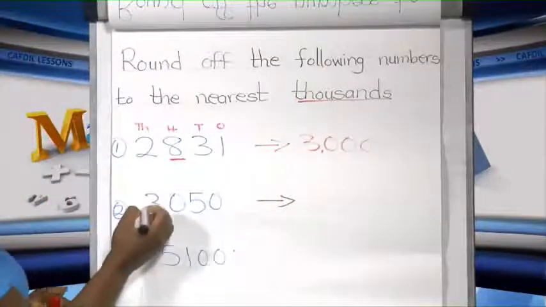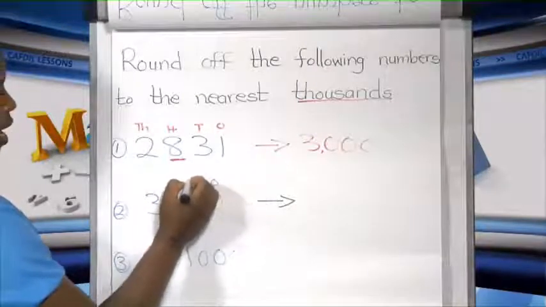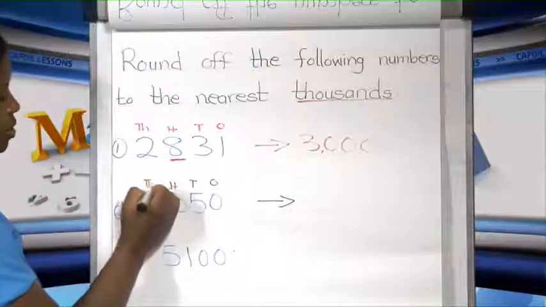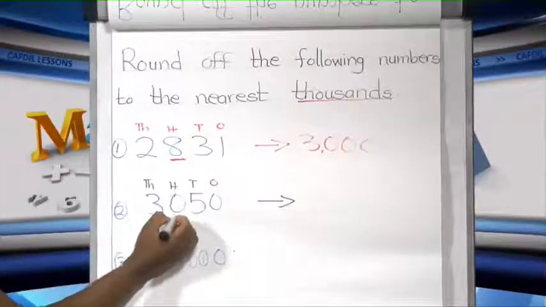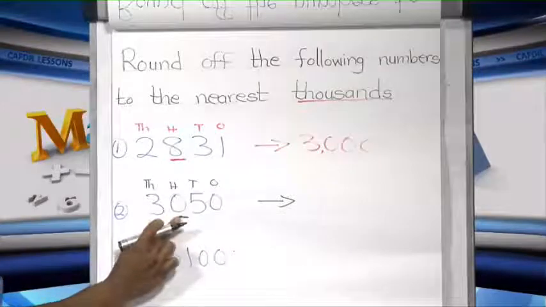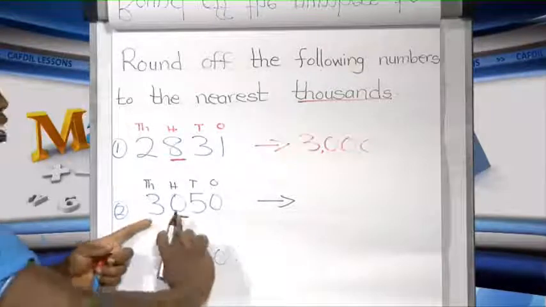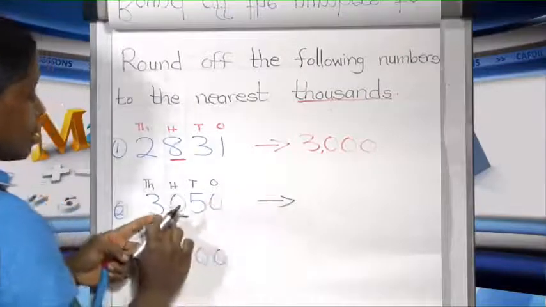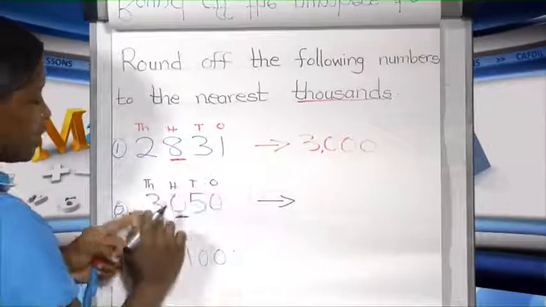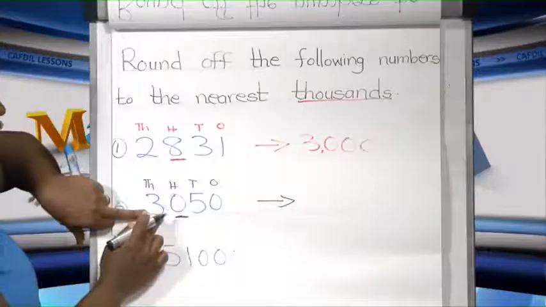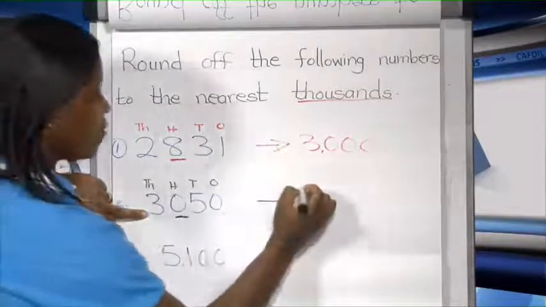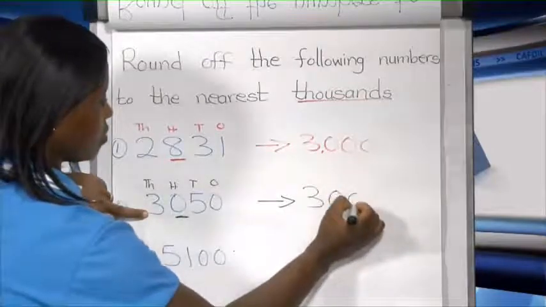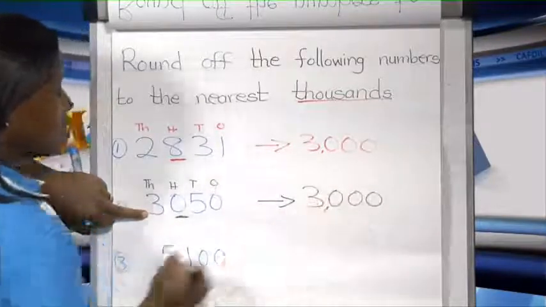3,050. So this is in the ones place, tens, hundreds, and then thousands. So our target will be here. This is 0. So we are going to let this number be. It is less than 5. So we will maintain the digit at the thousands place. We have 3 and write the rest as zeros. So we get 3,000.